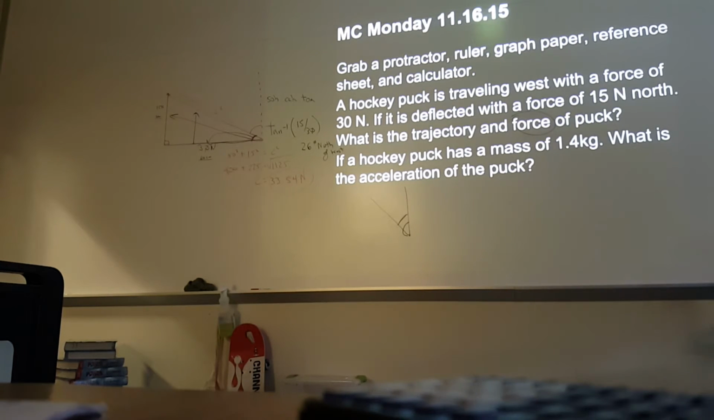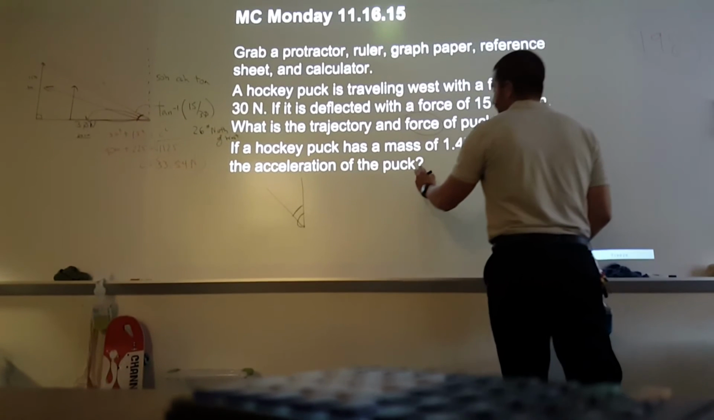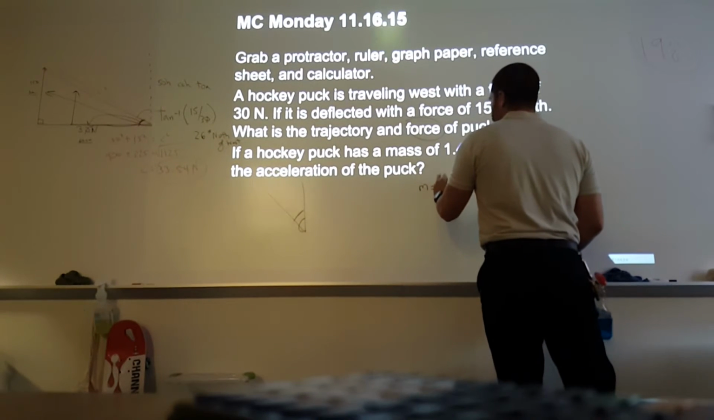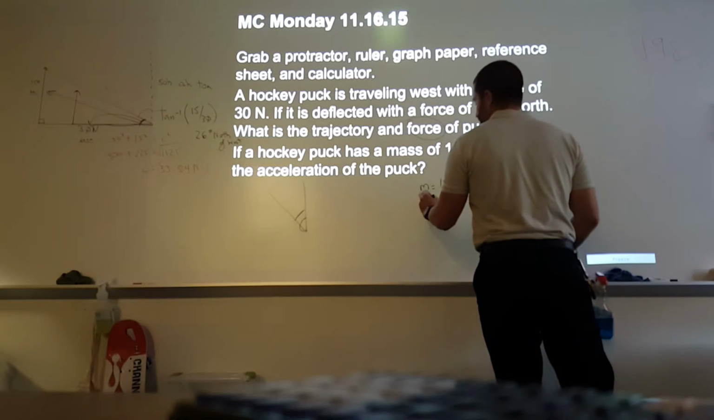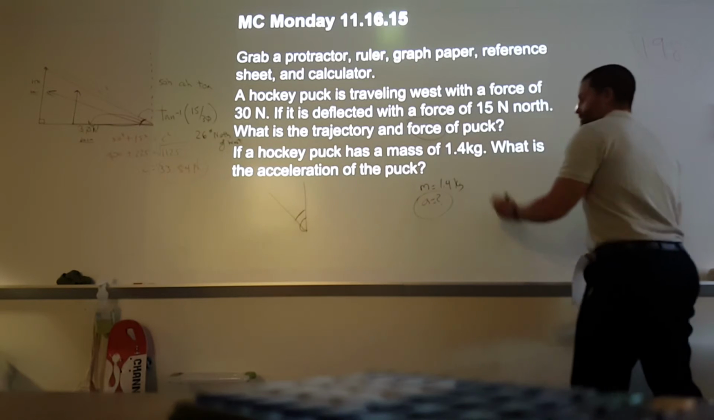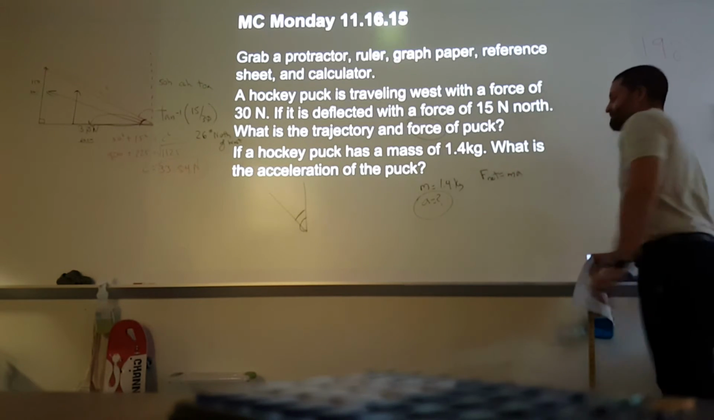All right, so now what equation? If a hockey puck has a mass of 1.4, which equation would you use? A equals F net divided by M. Yes, so I'm trying to find acceleration. This is the equation I'm going to use on your reference sheet: F net equals m times a.